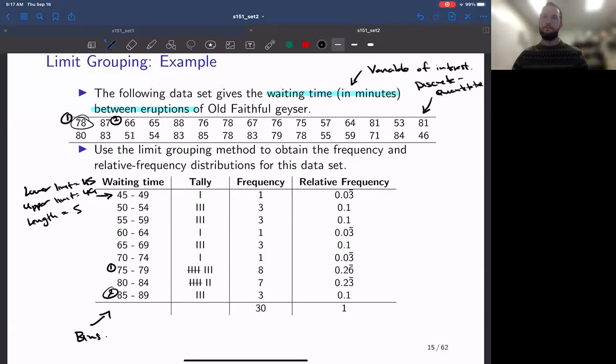Any questions? Yeah, lots of different numbers, low amount of repetition is when you would use limit grouping.